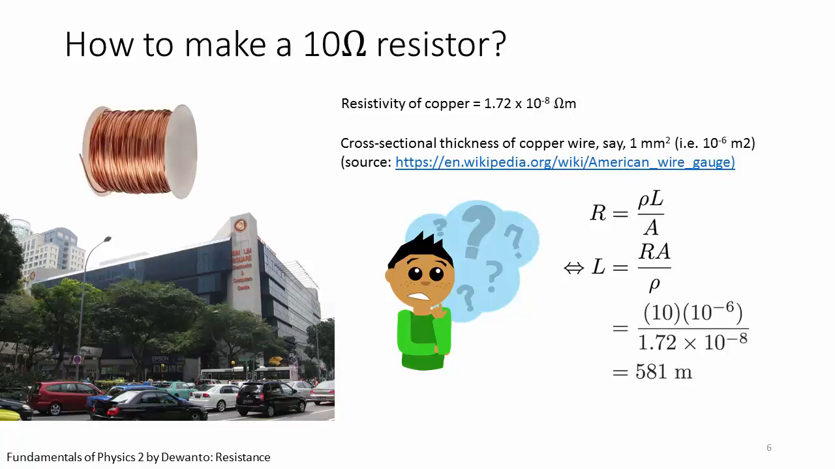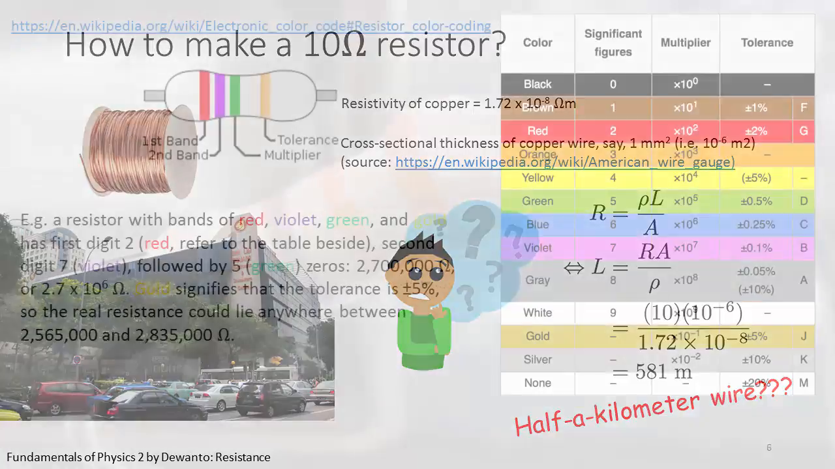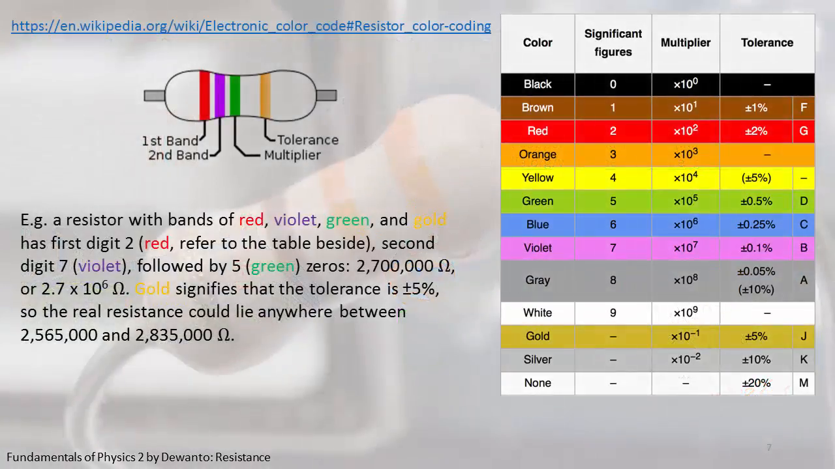You will need a 581 meter long copper wire to have the effect of 10 ohm resistance. Wow, half a kilometer of wire needed. Of course, what I'm trying to say is, it does not make sense to build resistance this way. Instead, you should buy those readily available resistors, which come with specific resistance values as indicated by the color codes on the body of the resistors.